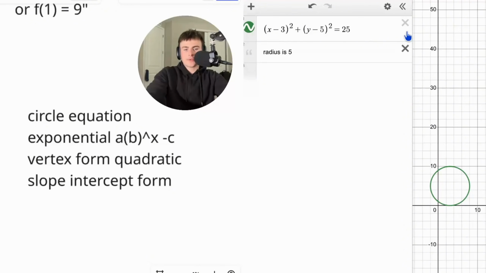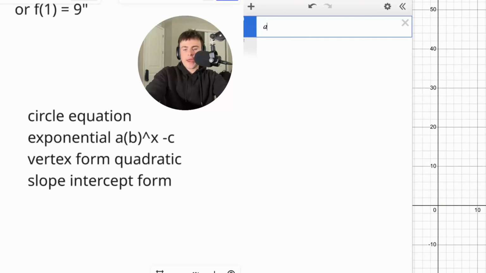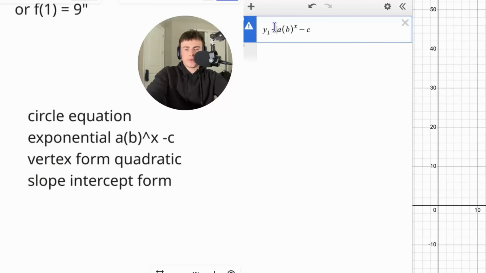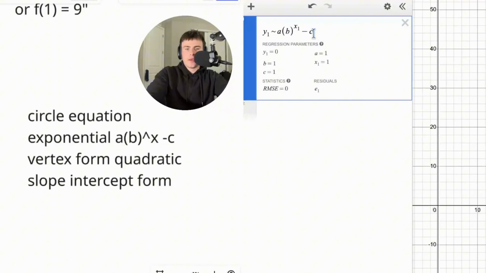For exponentials, you should use this format where you have a times b to the x power minus c. The minus c controls up and down, this is the base, and this is the coefficient. The base is the thing with the exponent on it, which controls the increase or decrease, and a is the coefficient. Let's say you're given a table or points, and it says this is exponential, find c or find b. Then you would just type this format in and solve for whatever you need. Once again, you need y1 tilde this thing right here. Just change this to subscript. And that's about it.